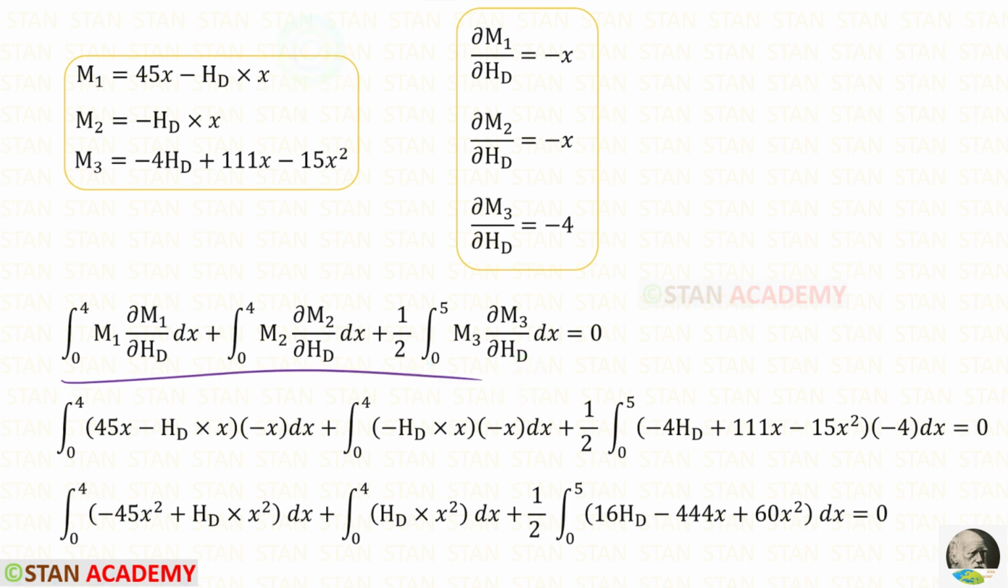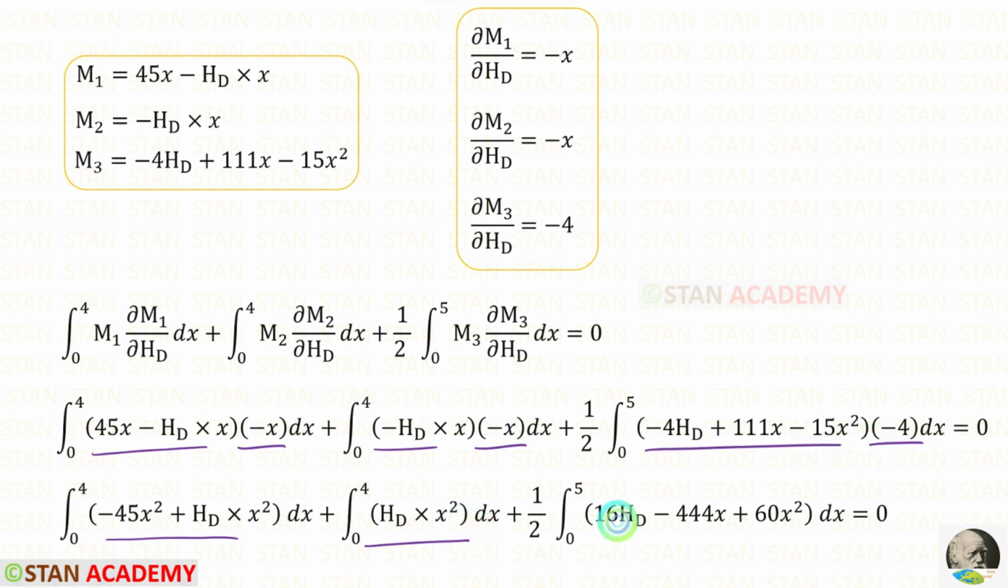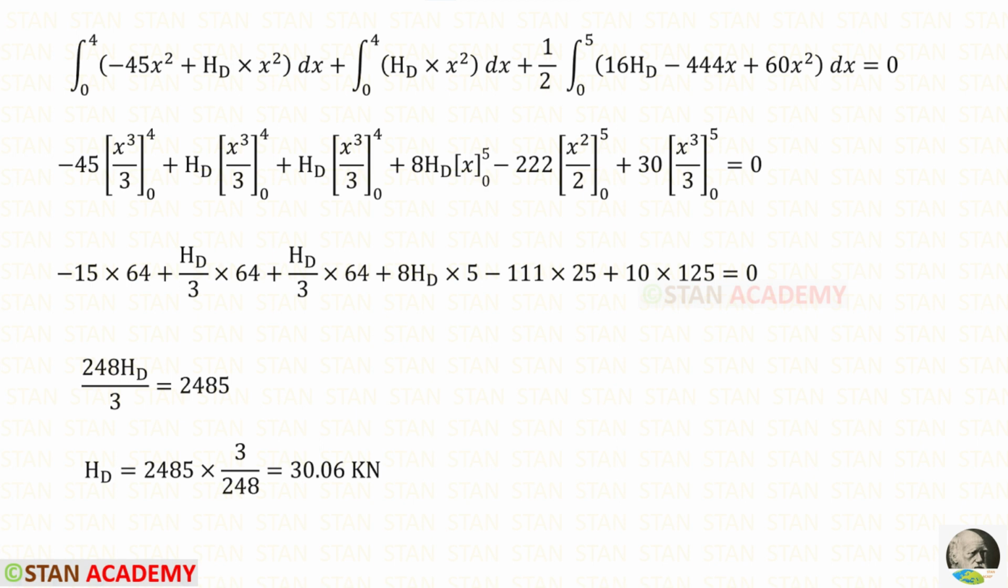Here, let us apply the movements and the differentiations. We can multiply these two terms, we will get this, and we can multiply these two, we will get this, and finally we can multiply this with this, so that we will get this. After integrating and simplifying, we will get HD, which is 30.06 kilonewton.